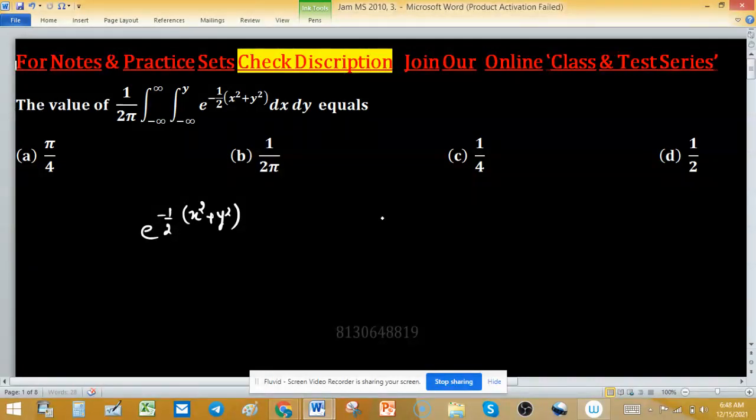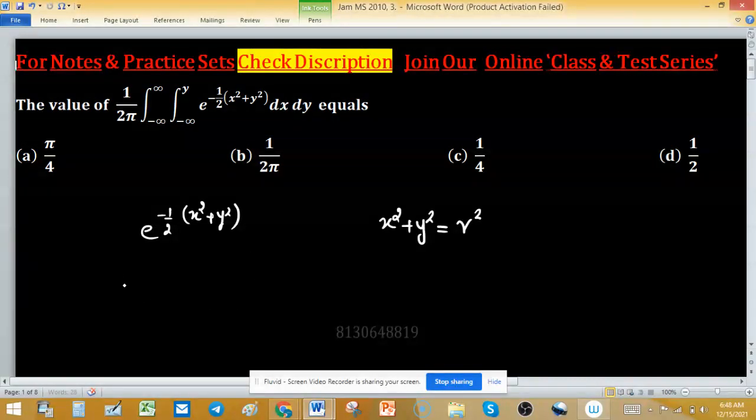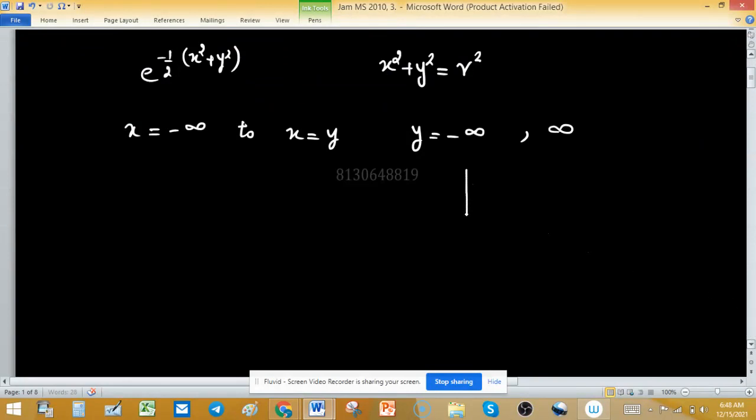Whenever x square plus y square is involved in the integrand function, always try to change to the polar coordinate system. According to this, x square plus y square can be replaced by r square, and the new limits of r and theta we will find using the region of integration. As you can see, the limits of x are minus infinity to x equal to y, and the limits of y are minus infinity to plus infinity. Using these two limits, try to draw the region of integration.